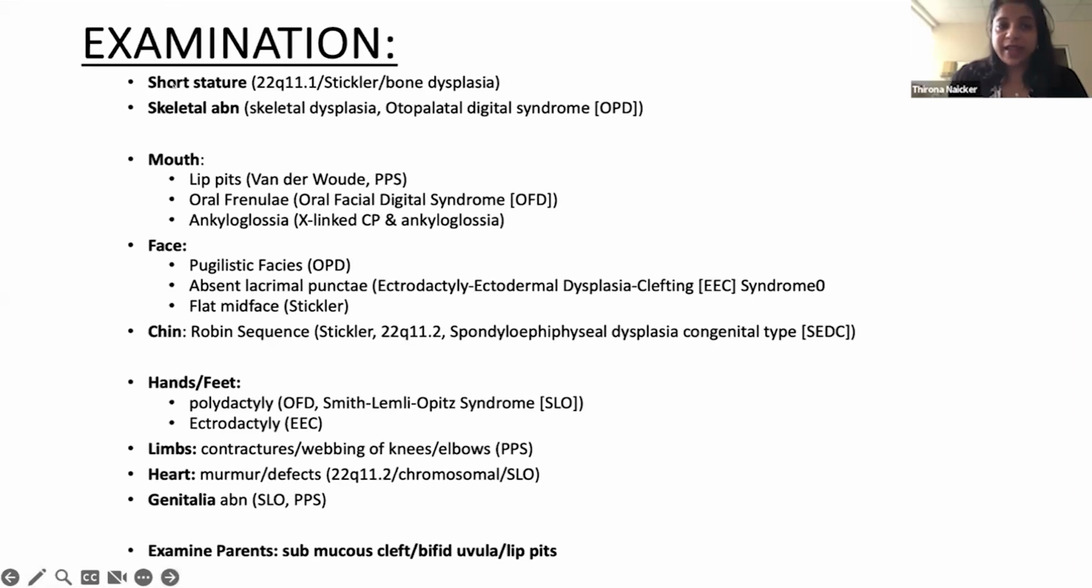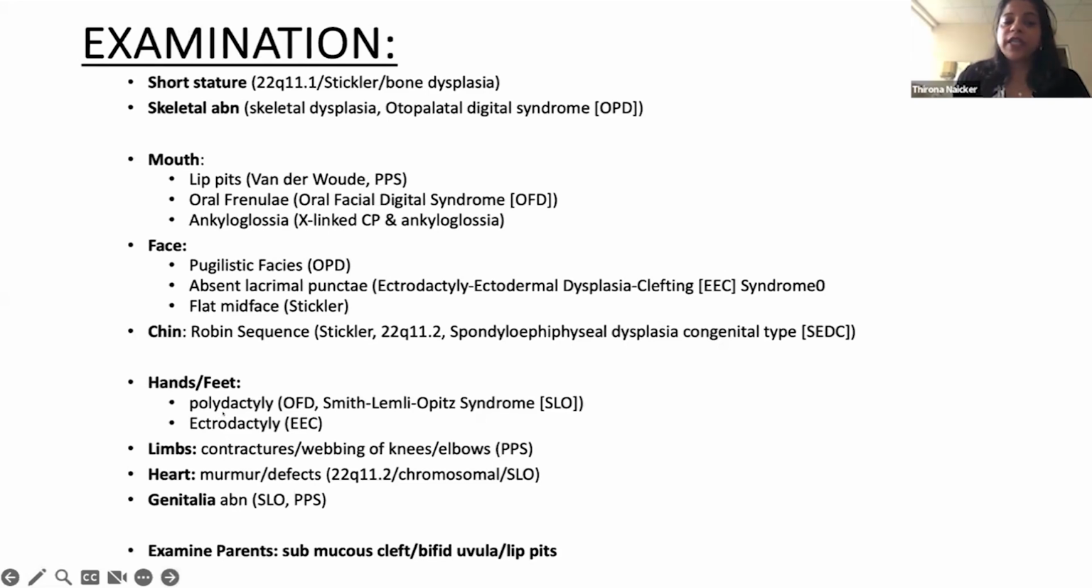So short stature, any type of skeletal abnormalities. In the mouth, we look for lip pits, oral frenula, and ankyloglossia, which is the tongue tie. We look for differences in the facial features, so some coarse facial features. If the lacrimal duct is absent, if there's a flat mid-face, like I showed you for Stickler, we look at the chin if it's small.